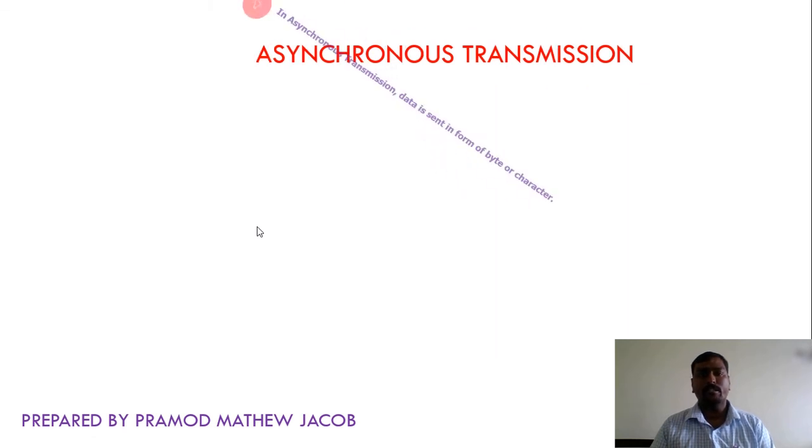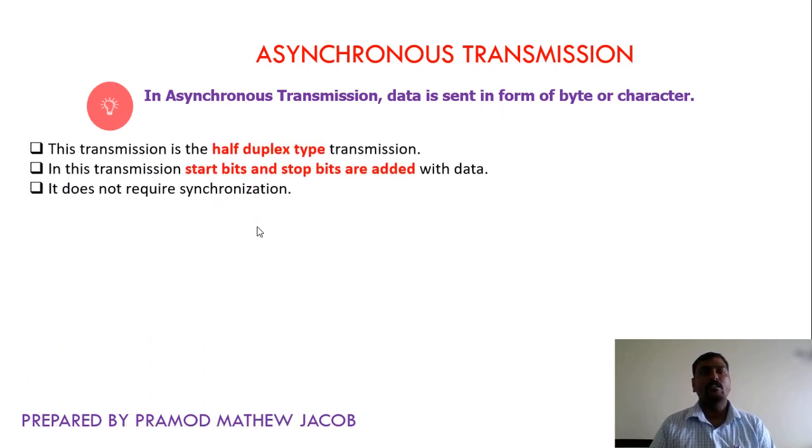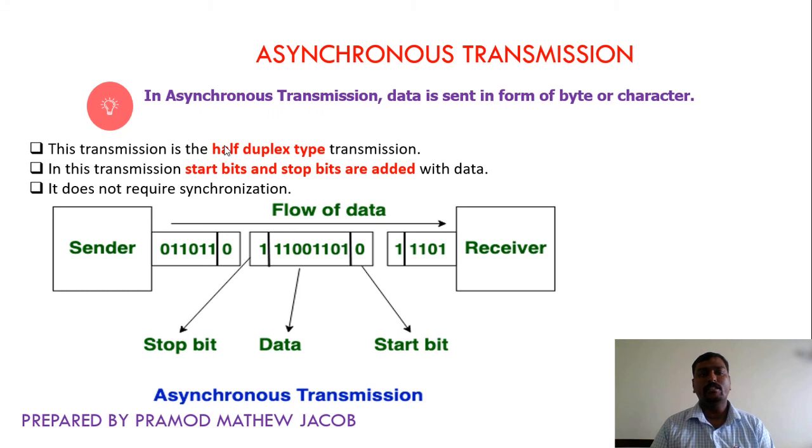In asynchronous transmission, data is sent in the form of bytes or characters. The transmission mode used here is half duplex type, that is, data can be transmitted to both sides but only one at a time. In this transmission, we use start bits and stop bits with data. For example, if we are transmitting data, we have to use a start bit to represent the beginning of the data, and a stop bit to represent the end of the data, as we are continuously transmitting the data in the form of bytes or characters.